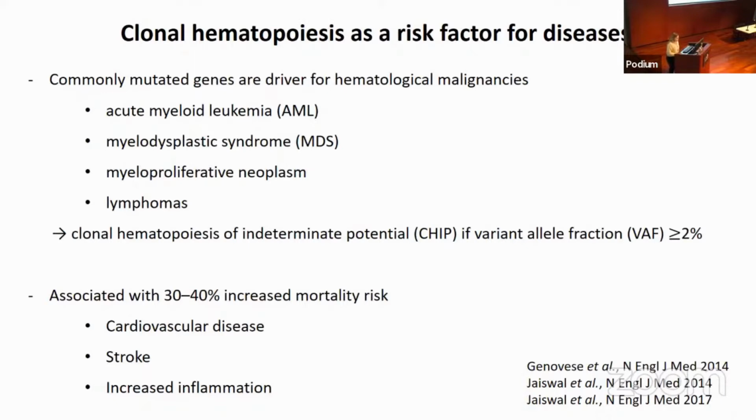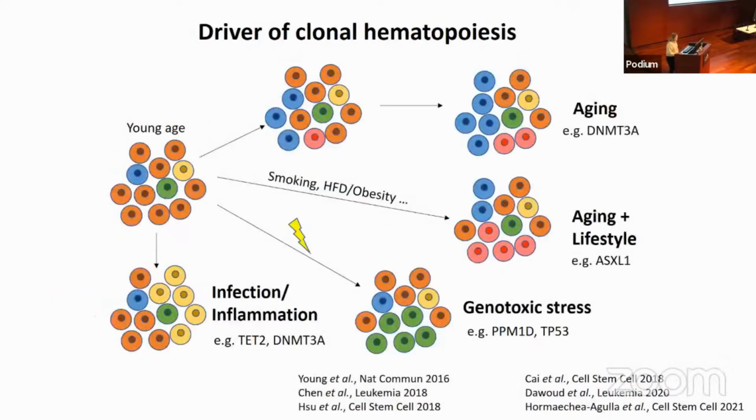Clonal hematopoiesis is also related to non-hematological conditions like cardiovascular disease, strokes, and increased inflammation in general. This results in an increased mortality risk of 30 to 40%. Apart from aging as a known driver of clonal hematopoiesis, we have other stressors like smoking, obesity, genotoxic stress, inflammation, and infections that cause expansion of certain clones with mutations, for example, in DNMT3A, TET2, or PPM1D, as you can see here.